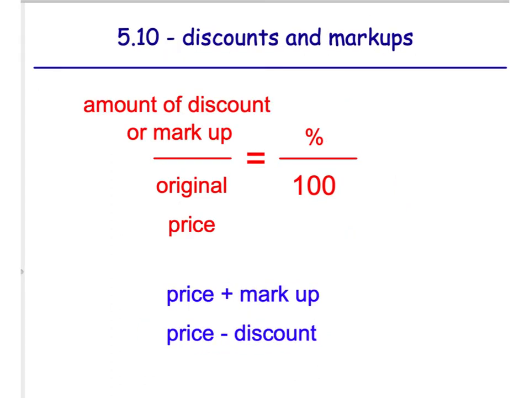5.10 is discounts and markups. We have our proportion setup, percent over 100, the discount or markup amount in dollars and cents over the original. And again, you add the markup and you subtract the discount.